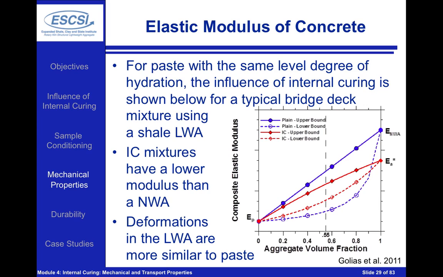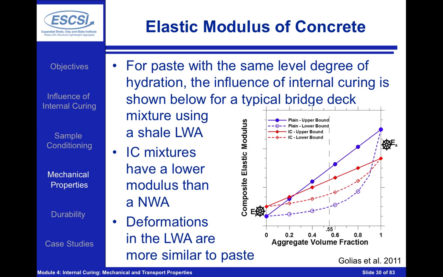And what we'll see here is that since the modulus of the aggregate is actually becoming slightly lower, the overall modulus inside of our internally cured concrete would be expected to be slightly lower as well. Now, the interesting part about this is this assumes that the paste is the same in these systems, and what we typically see, again, is more hydration in the paste.